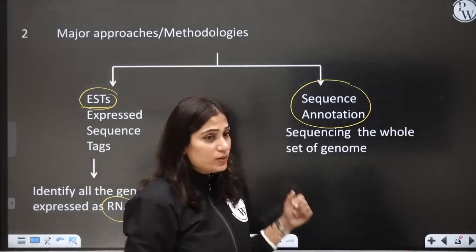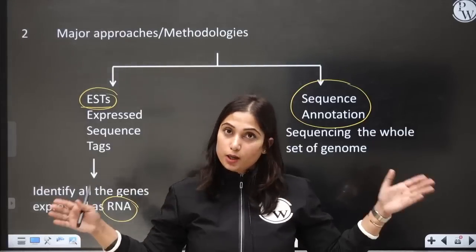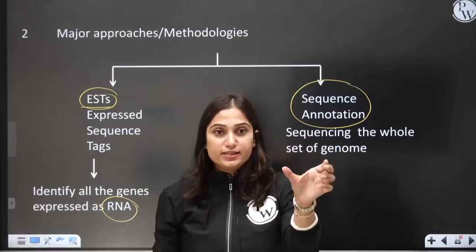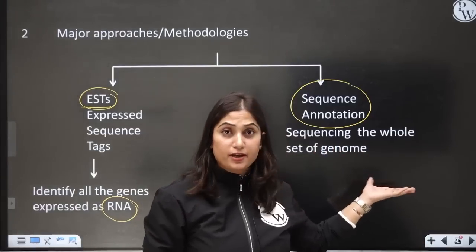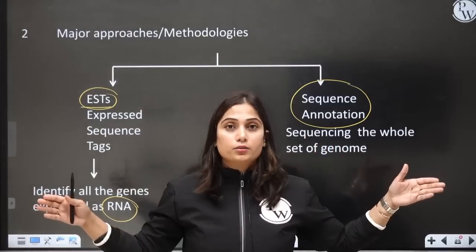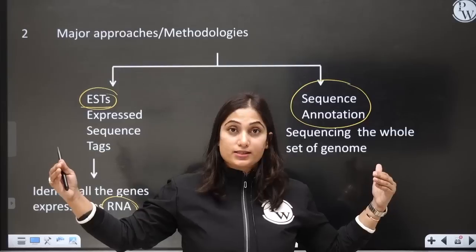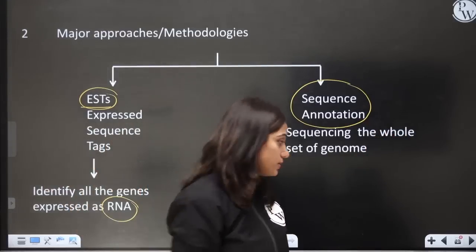But sequence annotation says that we will sequence the whole DNA, and then later on we'll assign which are the coding parts and which are the non-coding parts. So obviously this is better. Let's sequence the whole DNA, and then later on we will annotate that these are the coding regions and these are the non-coding regions.